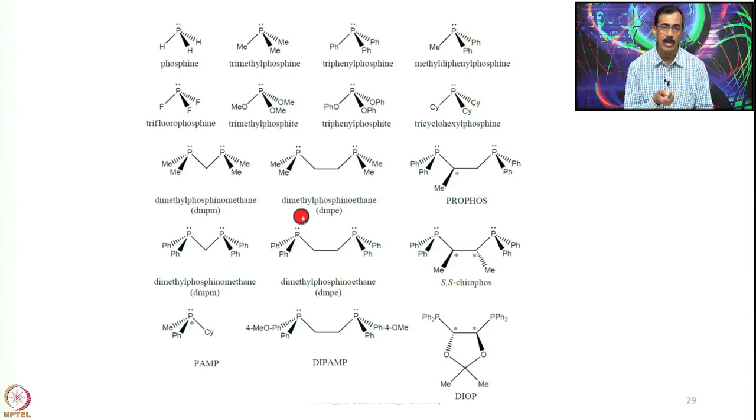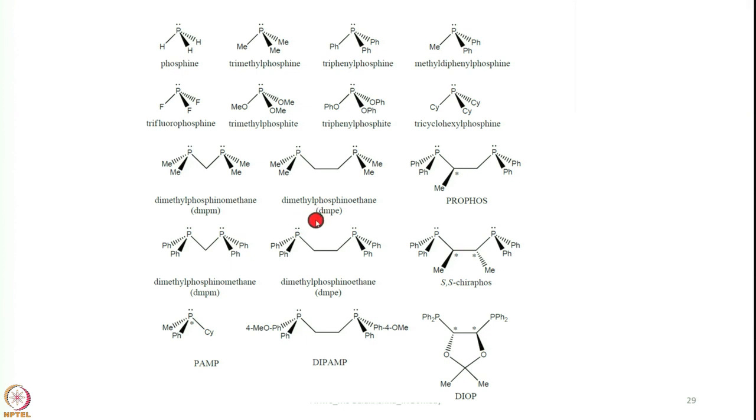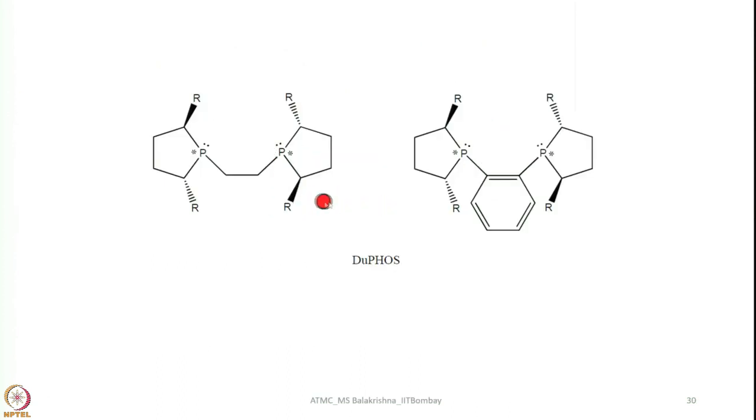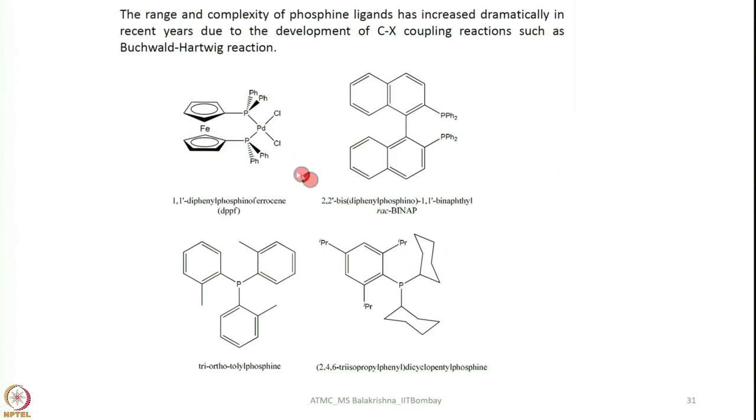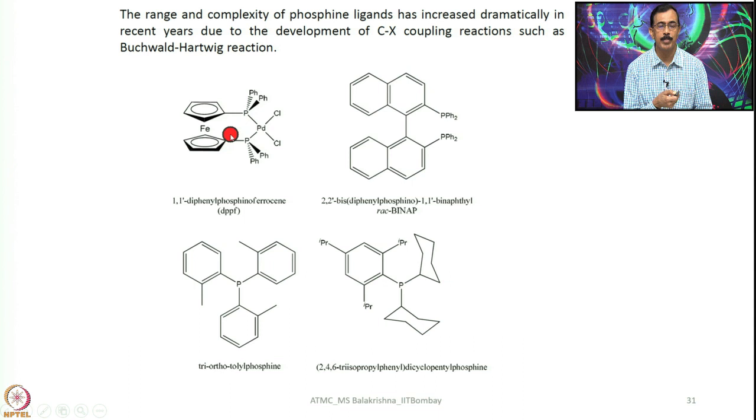We have several starting compounds at our disposal to hook on these phosphorus moieties. This is an interesting chiral phosphorus ligand called DuPhos, and of course this is quite well known. It is called DPPF, bis(diphenylphosphino)ferrocene, and is widely used in catalysis. I have shown one palladium complex of this one, and this is a stereogenic complex.